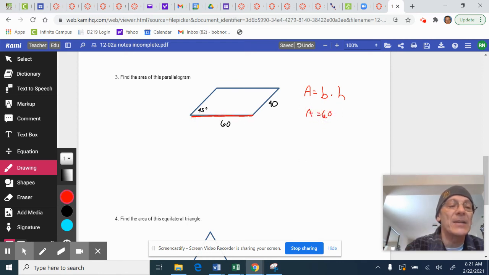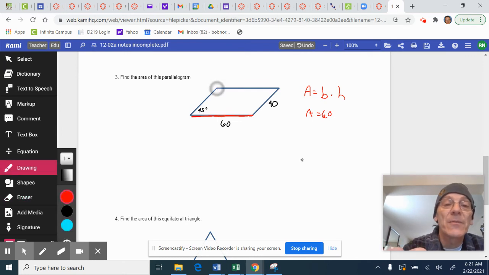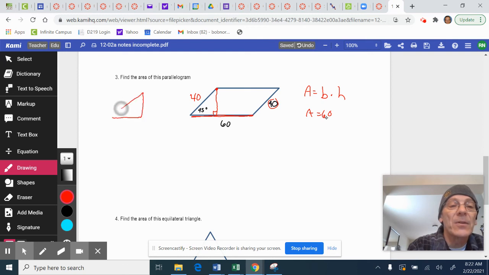Now I've got to find the length of that segment there, which is at a right angle to that base. But that's not a great place to draw that segment. The smarter place to draw that segment would be from this point here, because then I've got a 45, 45, 90 right triangle. Okay? And if this side is 40, that side of the parallelogram, then this side is also 40.